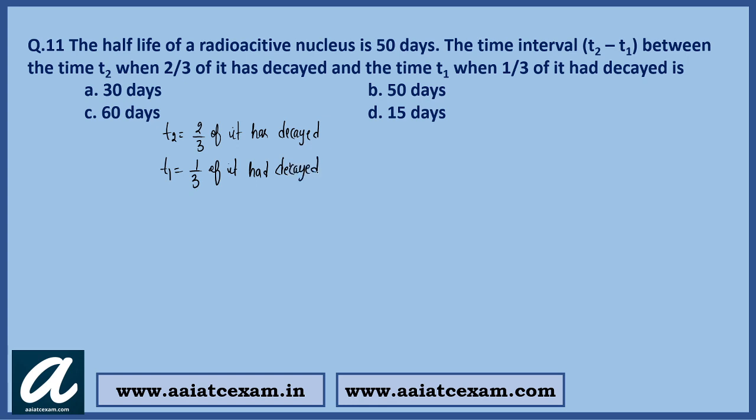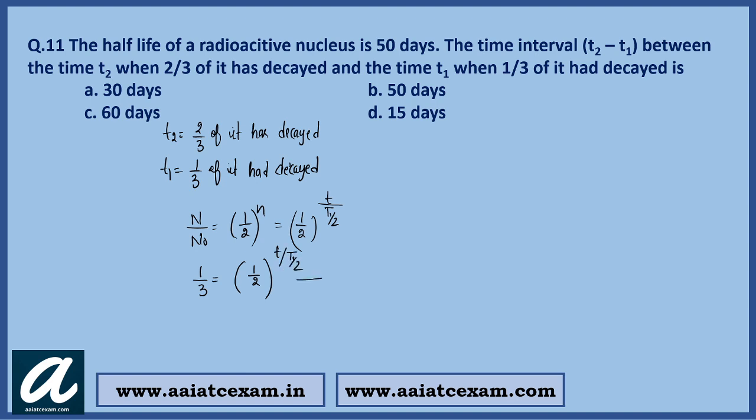So please, first of all, try to formulate your answer. You know that N by N naught is always equal to, you know this formula now, 1 upon 2 raised to the power number of half-lives. So students, can I say that it is 1 upon 2 raised to the power t by t half? This is how you'll write it. Now students, for the first, it is given as 1 upon 3. So can I say that 1 upon 3 is equal to 1 upon 2 raised to the power t by t half?